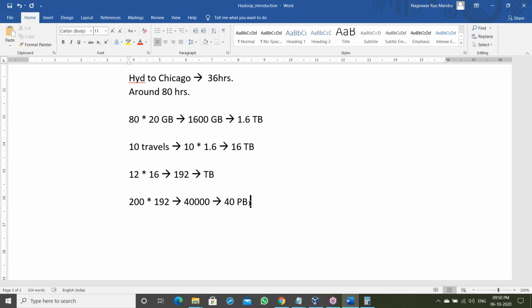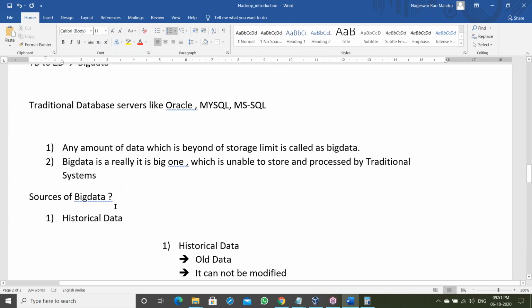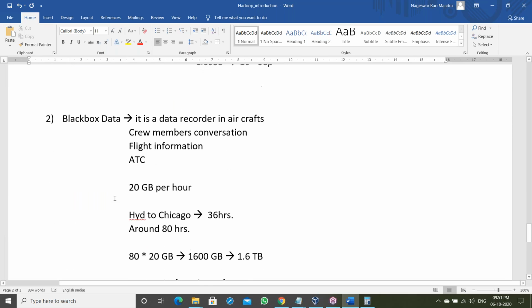Where to store all this data? It's not easy. 40 petabytes of data. How many computers are required? How much disk space is required? How many computers in the data center? Many computers, right? A very big data center is required. This kind of data is nothing but big data. So this is one source of big data: black box data, historical data.